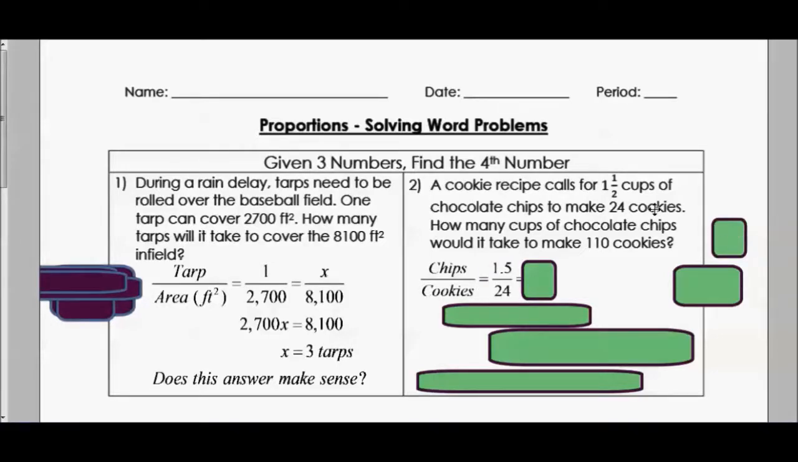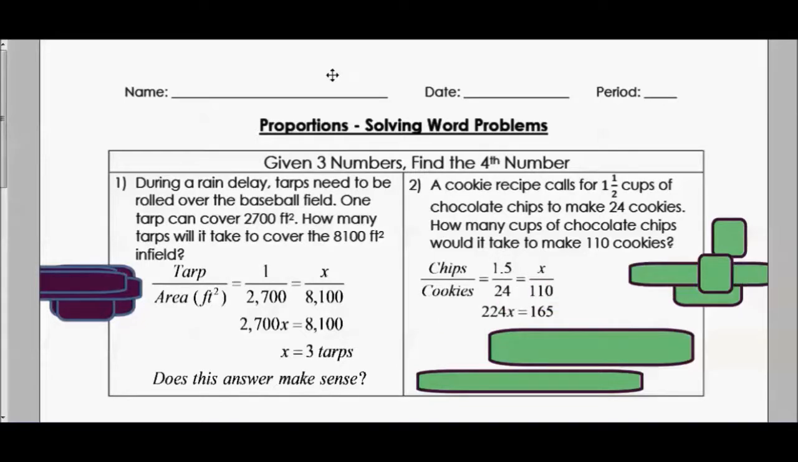The first relationship they give us is 1 1/2 cups. 1.5 cups will make 24 cookies. We don't know how many we'll need to make 110 cookies. Again, we're going to cross multiply 110 times 1.5 and 24 times x. That'll leave us with 24x equals 165. That should say 24x, not 224. Our last step is going to be to divide by that 24 on both sides. That'll leave us with just the x, and 6.875 on the other side.